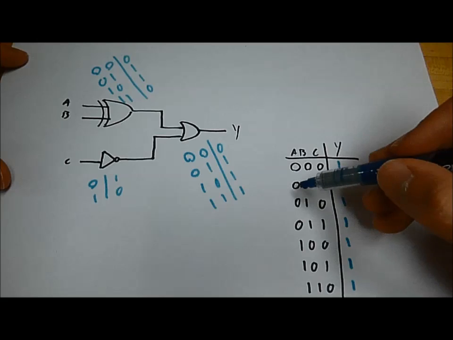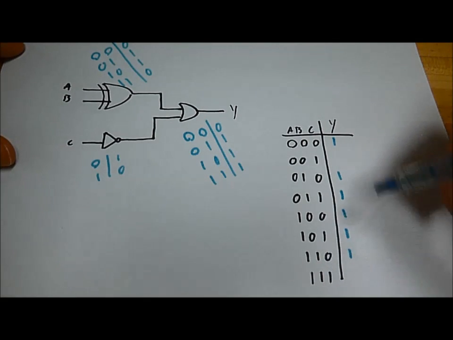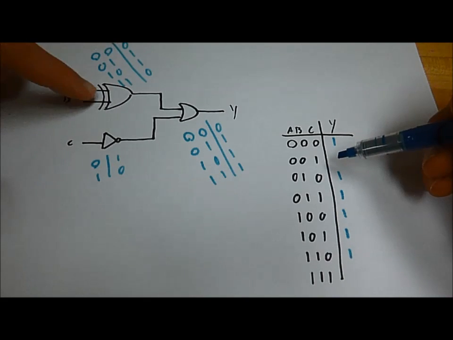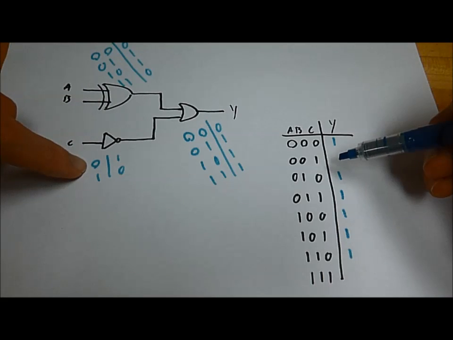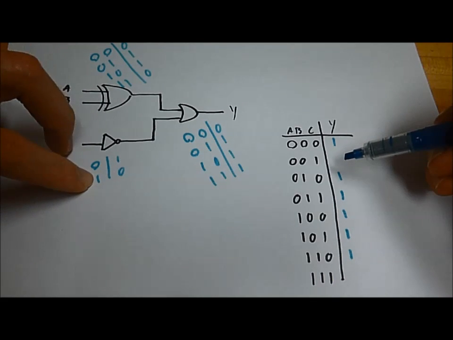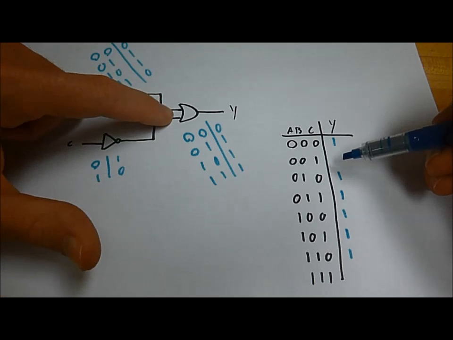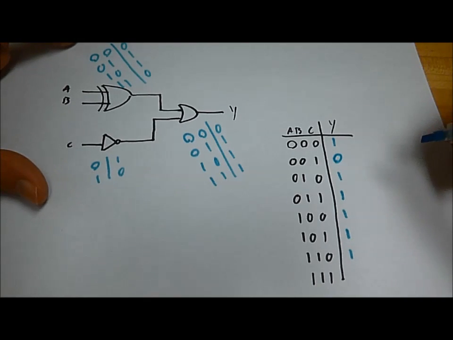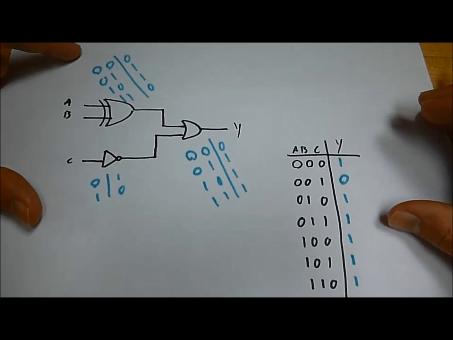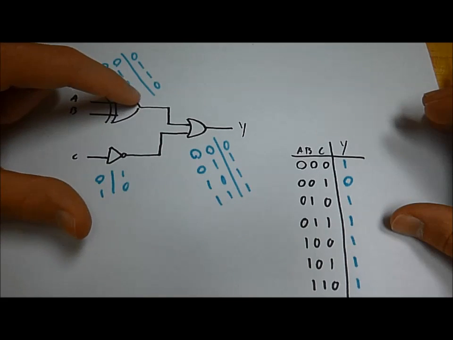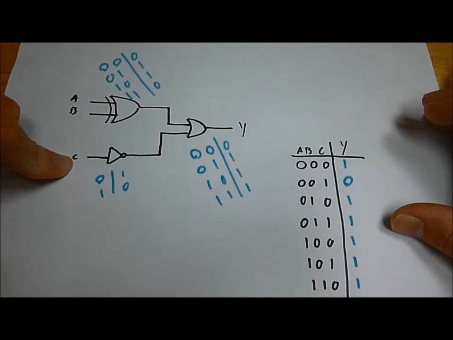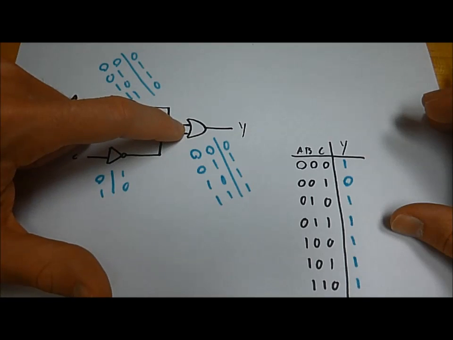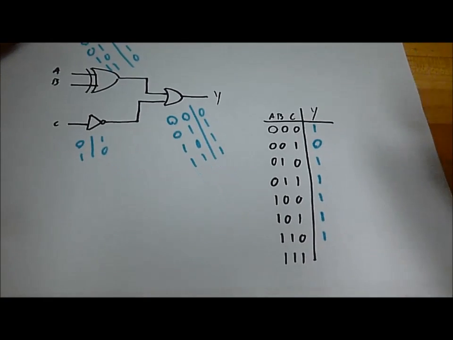So, let's check these final two spots. 0, 0, 1. 0, 0 will give us a 0 from the XOR gate. 1 on C will give us a 0 as well, meaning that at the OR gate we will have 0, 0. So 0. Now, let's try 1, 1, 1. Here, 1, 1 will give us 0, and here at the NOT gate, 1 will give us 0. So at the OR gate, we'll have two zeros, which will be a 0.